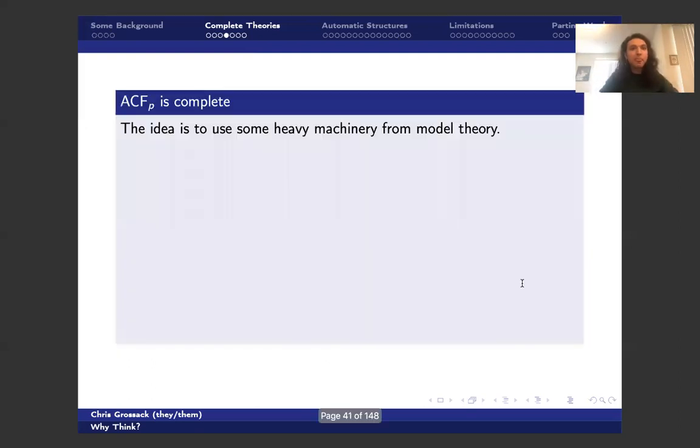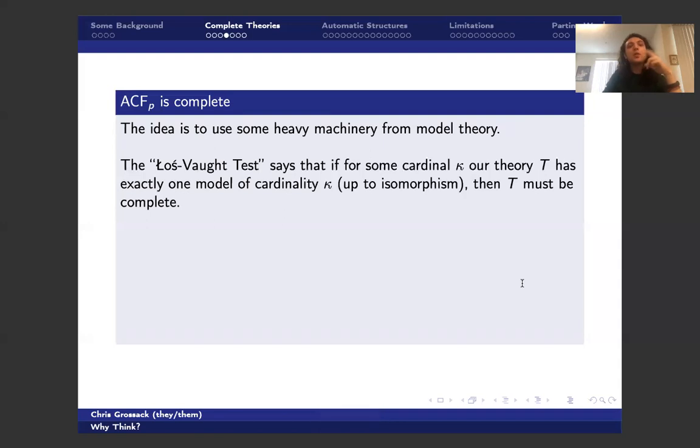So let's go on. So let's prove that algebraically closed fields of characteristic p is a complete theory. The idea is to use some heavy machinery from model theory. So maybe here's another reason to learn model theory if you're interested in these kinds of things. So we use what's called the Łoś-Vaught test. And yes, that is pronounced Wash. And this says, if for some cardinal kappa, our theory has exactly one model of cardinality kappa, then T must be complete.